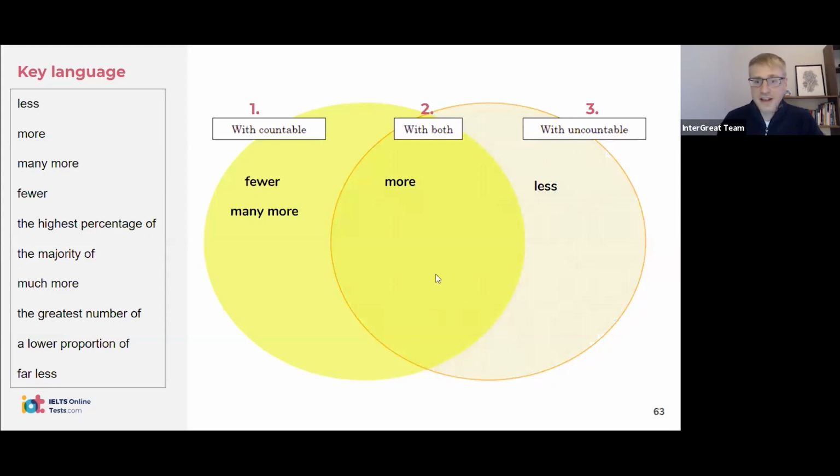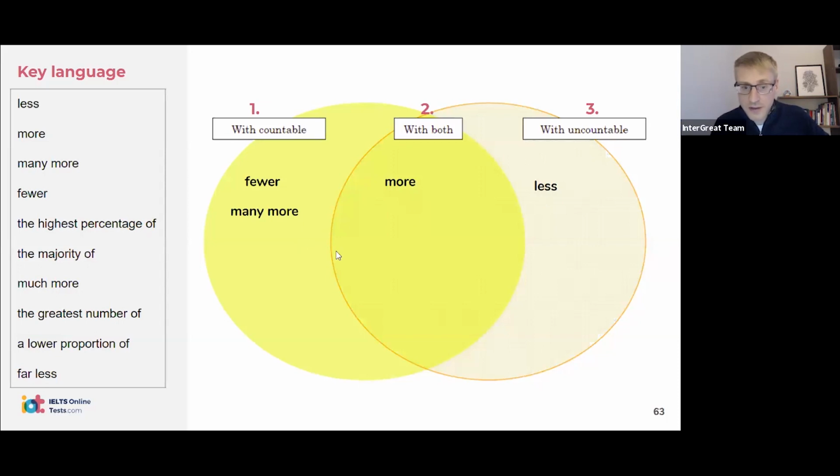We say fewer, sorry, this one is countable, number 1. Fewer cars, fewer books, 1. The highest percentage of, if we say, is that countable or uncountable? Very good. Many of you are saying 1, and that is, let's see.